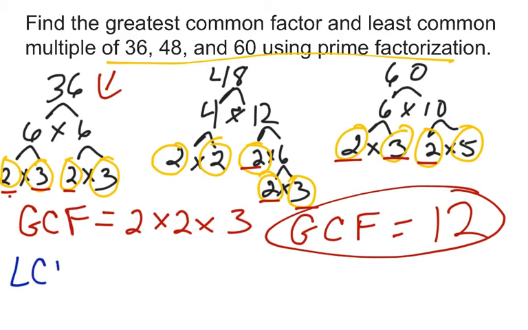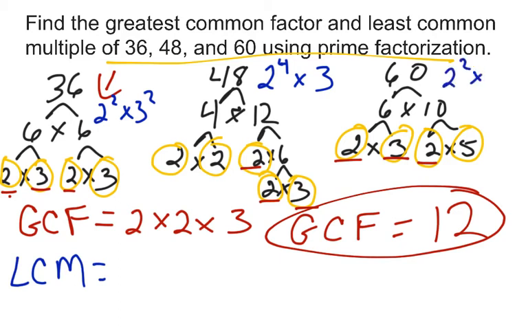Now looking at least common multiple. Now I need to look at all my numbers and focus on the highest exponent. And for some people, they like to rewrite the prime factorization of each number. So for 36, I have 2 squared times 3 squared. For 48, I have 2 to the 4th power times 3. For 60, I have 2 squared times 3 times 5.